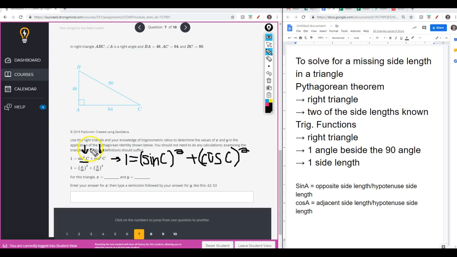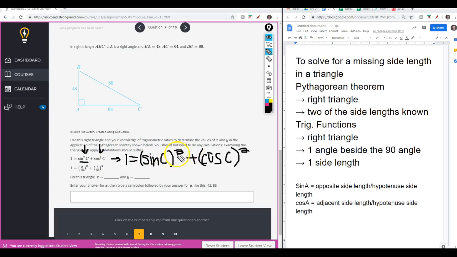The reason they do that is so that you're not misinterpreting it, as if the squared was there, that you would square the value of angle C. So that's a little bit about this math notation.